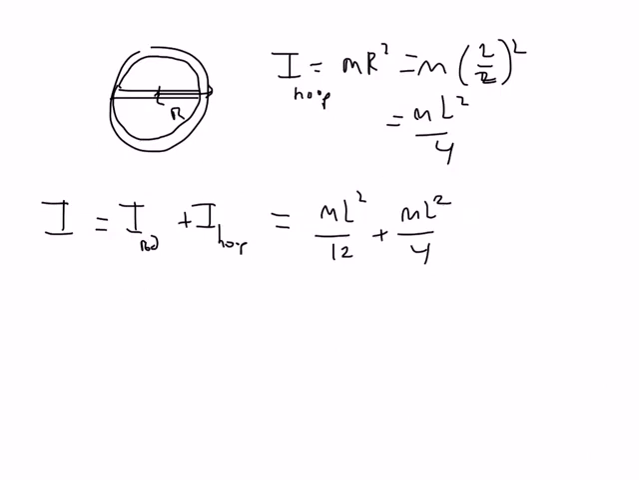Right, so we can do that. We combine. So if we get a common denominator, we can have a 12 and a 3 there. Right? So that is 4 ml squared over 12, or ml squared over 3. Right? That's the combined rotational inertia. Just add up the moments of inertia of each of the pieces.